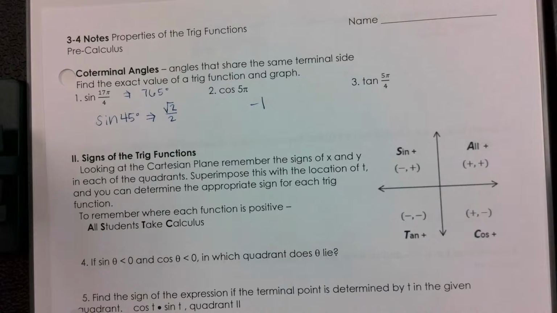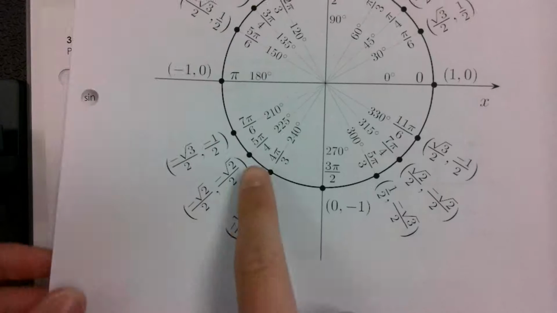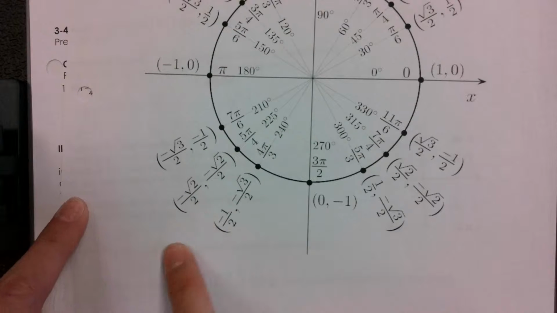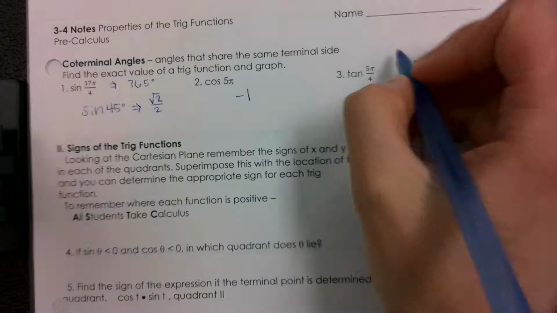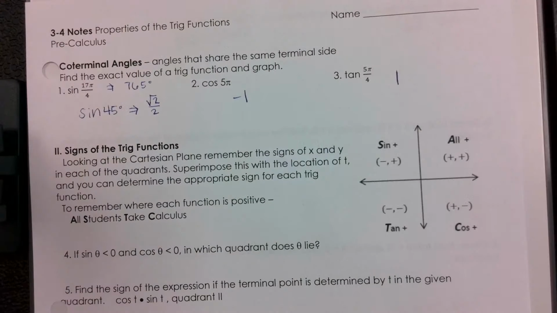And then the last one is 5 pi over 4. So that falls on the unit circle already, correct? And what is tangent at 5 pi over 4? Negative over negative is going to give us positive. So it would be +1. Is that okay? Any questions so far?